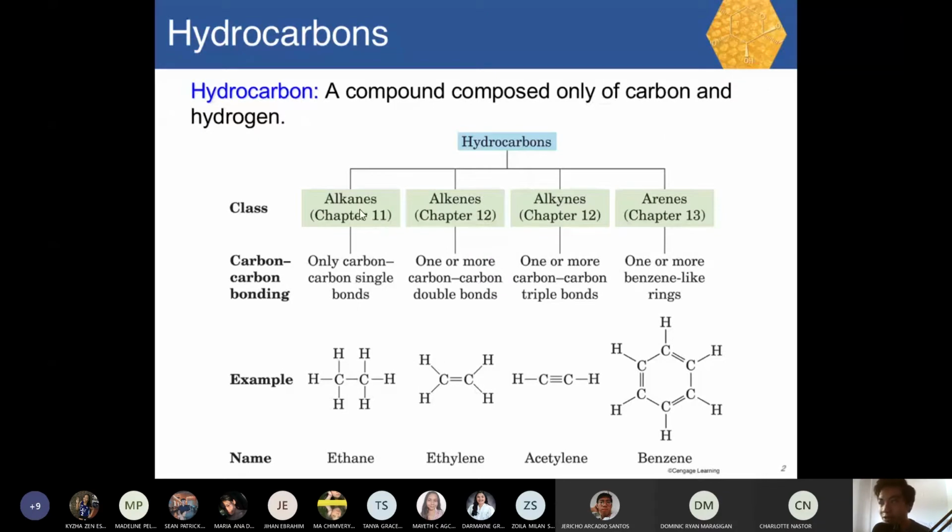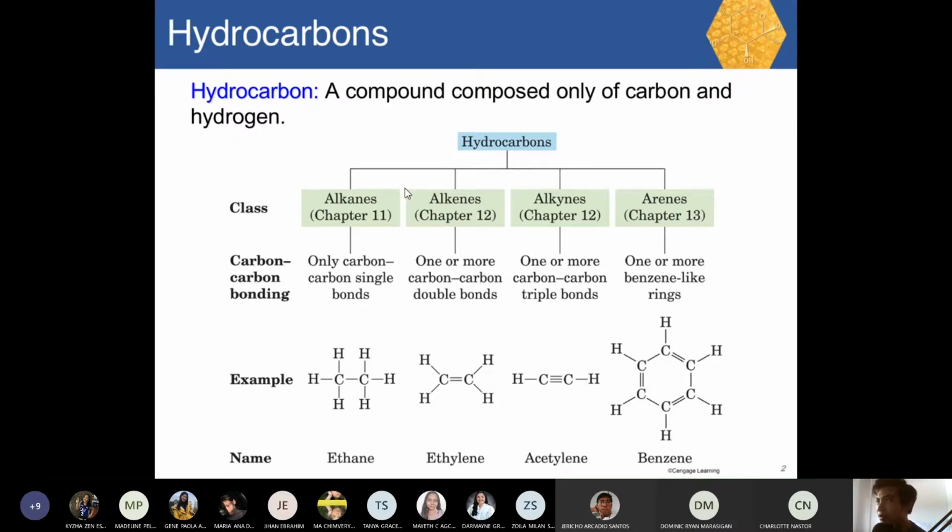So for alkanes, your carbon and hydrogen are attached with a single bond only. So lahat sila naka-single bond. So yung carbon-carbon, naka-attach sila using a single bond. Yung carbon-hydrogen, they are attached using a single bond.